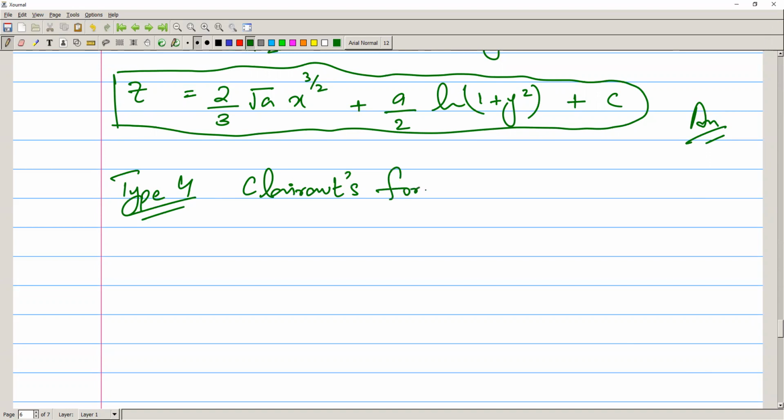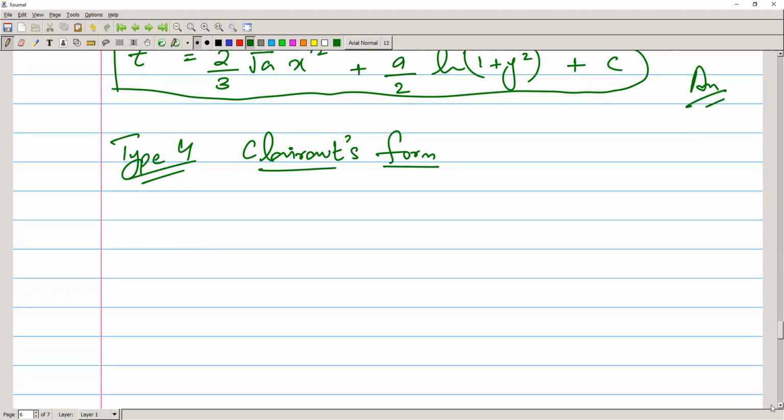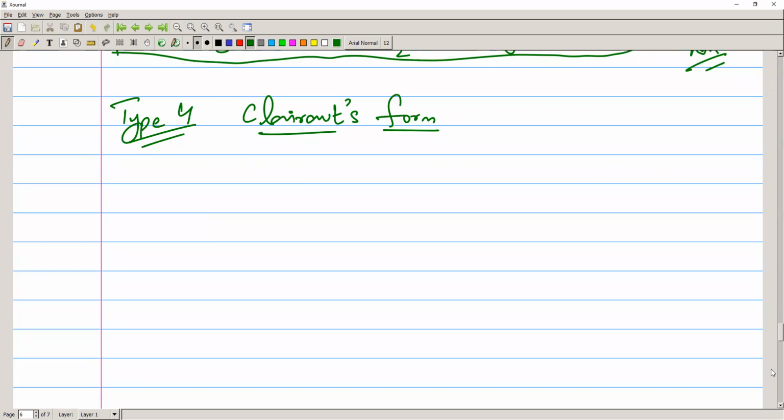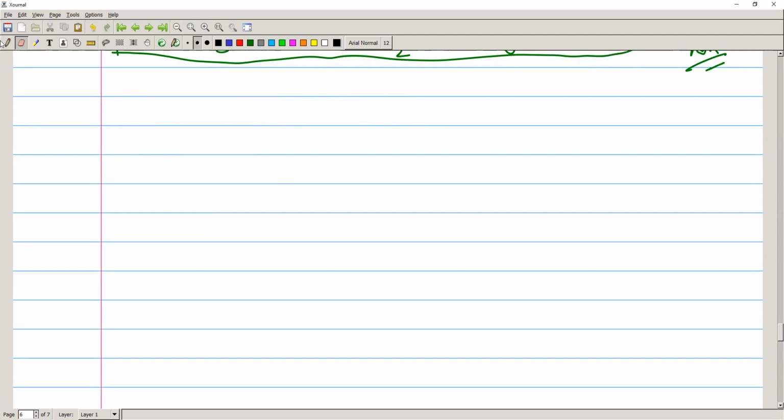Clairaut's form. And this is the easiest form, right? So first of all, before discussing type 4, I just want to solve another problem for this type 3. It's an important problem, that's why I need to solve it. So let's take a practice question as well.